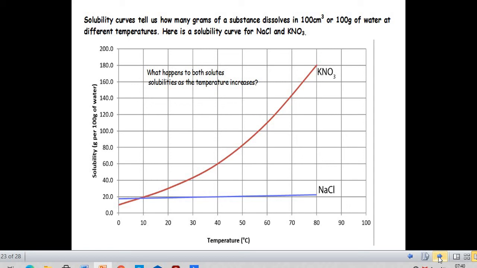And you can see as the temperature increases, you can see the lines for potassium nitrate and sodium chloride. This is potassium nitrate, this is sodium chloride. And you should be able to see that they're both increasing. Sodium chloride increases a lot less than potassium nitrate. That's a massive increase in potassium nitrate. But even so, the sodium chloride is increasing as well. So they get more soluble. You can dissolve more of them in higher temperatures.